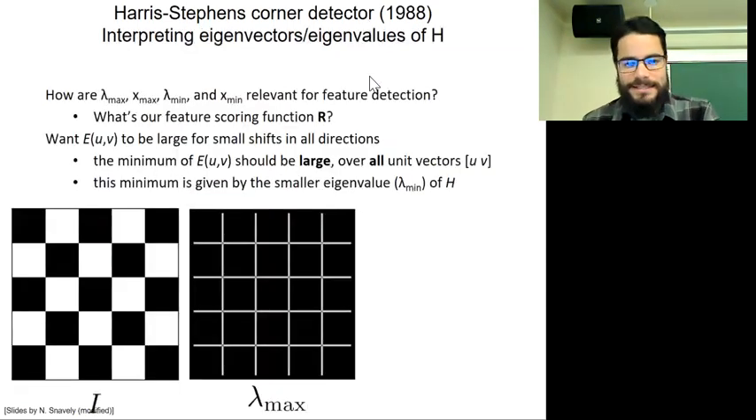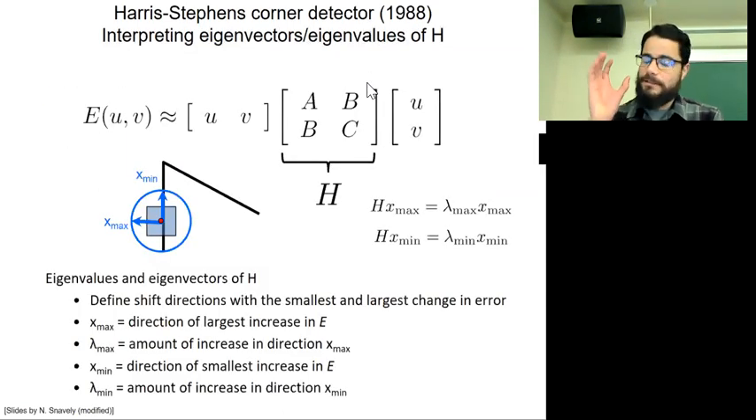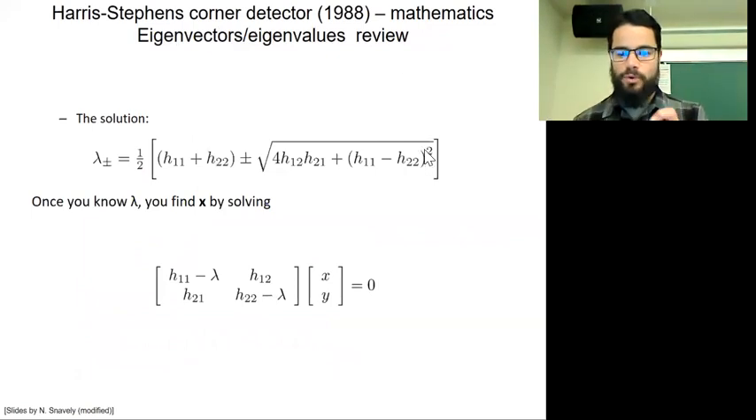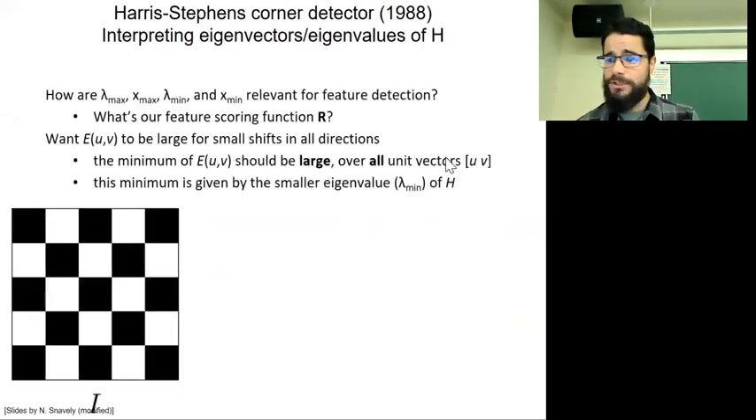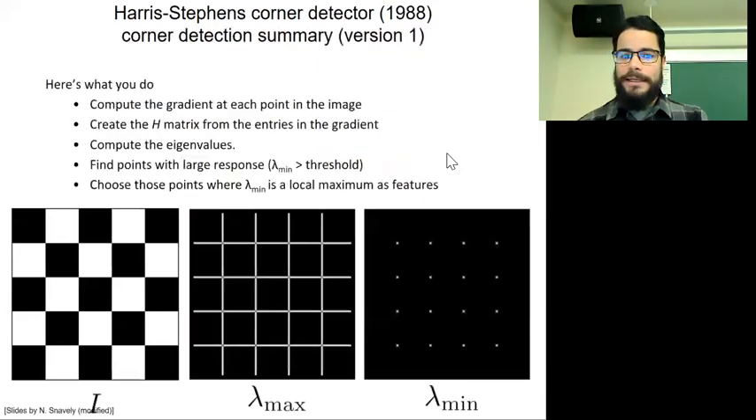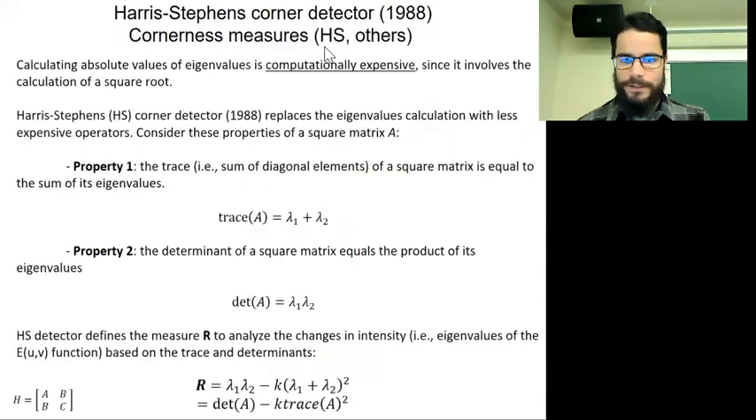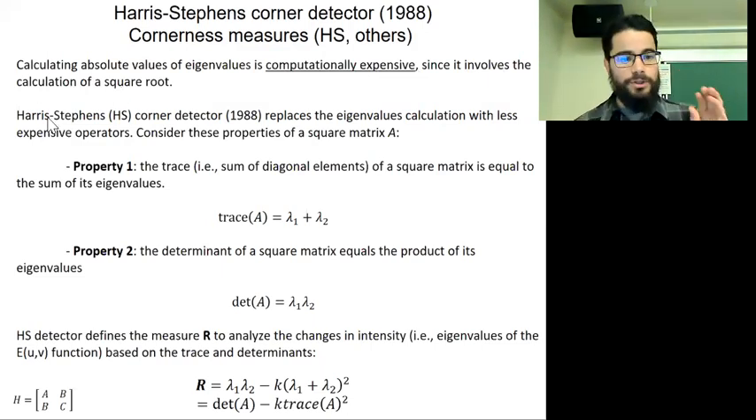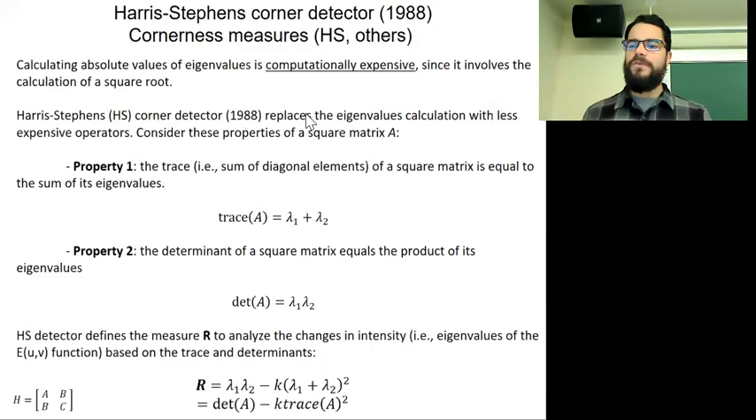The problem is that, as I said, the calculation of specific intensities of eigenvalues 1 and 2 involves the calculation of a square root. It involves a square term here. So this is computationally expensive. That's the reason why in the original paper of the HS corner detector, calculating absolute values of eigenvalues is computationally expensive since it involves the calculation of a square root. Very good. So in the original paper, the authors replaced the eigenvalues calculation with less expensive operators. So everything we said so far makes total sense, and you could go ahead and calculate those.